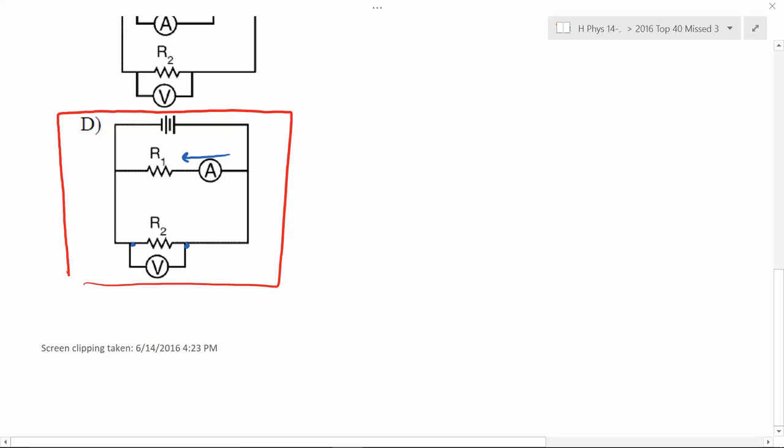While we're on it, the Regents doesn't really ask this, but ammeters have very low resistance because they don't want to change the current. Voltmeters have very high resistance because they don't want to change the voltage going across the resistor or the current going through it. But current goes through ammeters and voltage is measured across resistors. So voltmeters are always connected in parallel, ammeters are always connected in series.